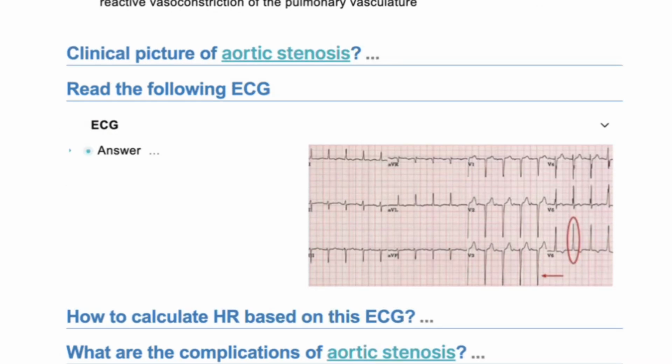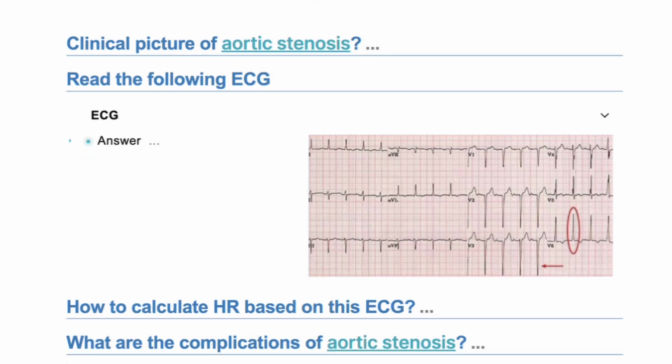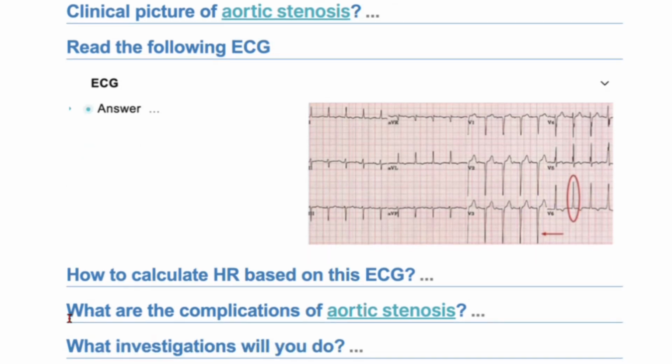What are the complications of aortic stenosis? So aortic stenosis is typically an outflow obstruction. So the complications that arise from that include left ventricular hypertrophy. You can get left-hand-sided heart failure. You can get ventricular tachycardia, ventricular fibrillation, and subsequently an MI. And then other things include aortic dissection as well.